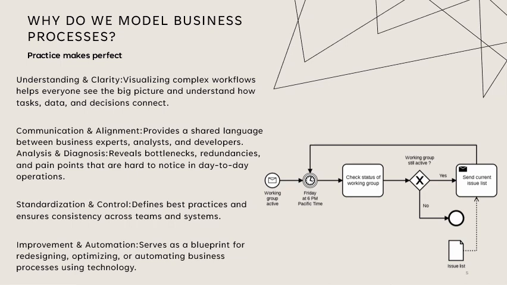Once we have a clear model, we can analyze it to find inefficiencies such as delays, unnecessary steps, and rework loops. That understanding leads to standardization, helping teams follow consistent practices. Finally, a model acts as a blueprint for automation and continuous improvement. It helps us translate manual workflows into digital systems, automate them, or simulate the changes before implementing them, which is a very essential part of business process management.